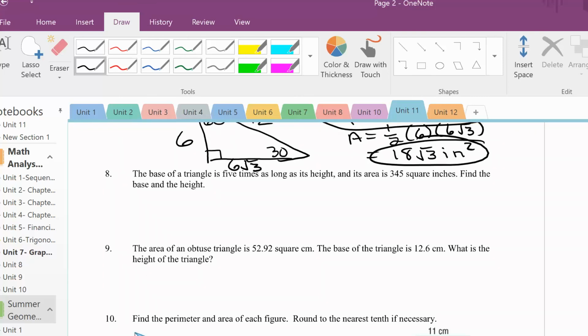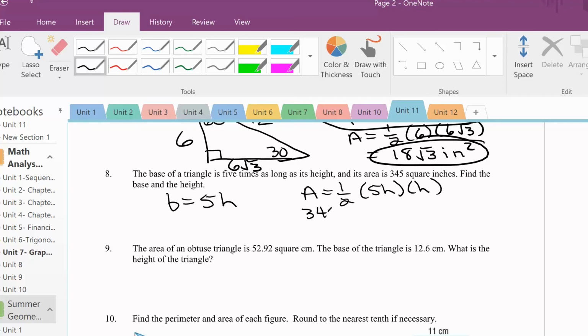Number 8, the base of a triangle is 5 times as long as the height. So the base is equal to 5 times the height. And the area is 345 square inches. Find the base and the height. So remember, area is 1/2 base times height. So that would be 5h times h.